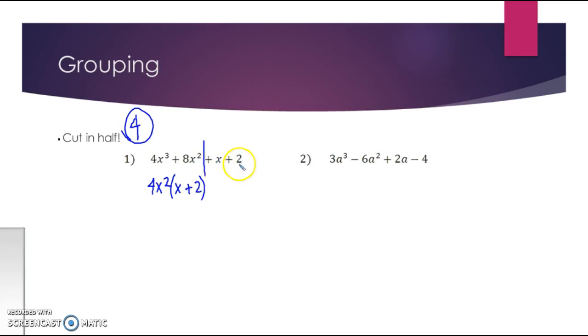And then over here, I have nothing in common, so I'm just going to put a plus 1, and that stays x plus 2. You have to have the same parentheses, so if you do, you're on the right track. If not, you have to change something, and that's part of my answer. Then I have 4x squared plus 1.